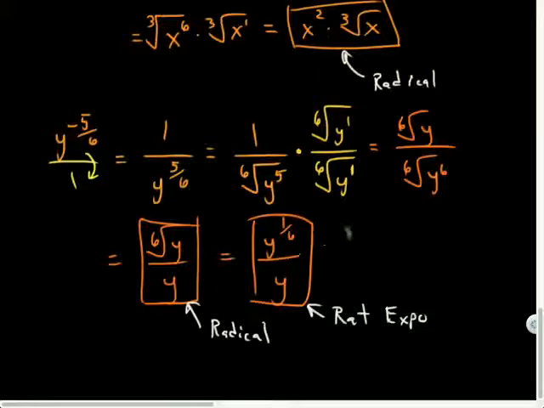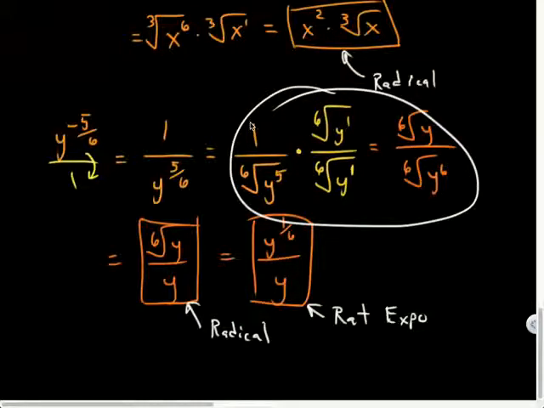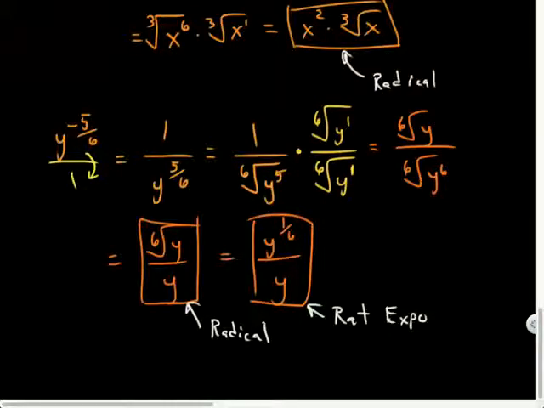And actually, oddly enough, you could have avoided the whole radical work if you wanted. It's possible that I could have actually multiplied this by y to the 1/6 over y to the 1/6 and added these exponents, and I would have gotten y to the 1st on the bottom and y to the 1/6 up top. So there are some techniques if you become really familiar with rational exponents that you can do stuff like that.